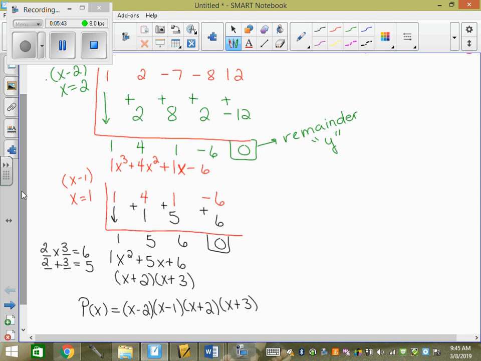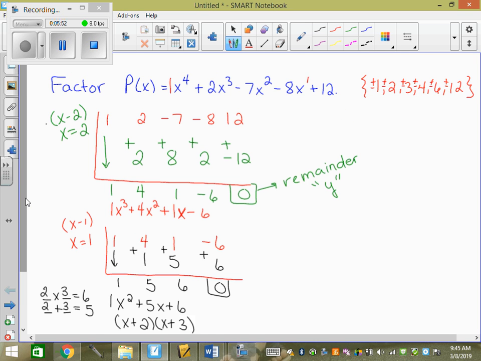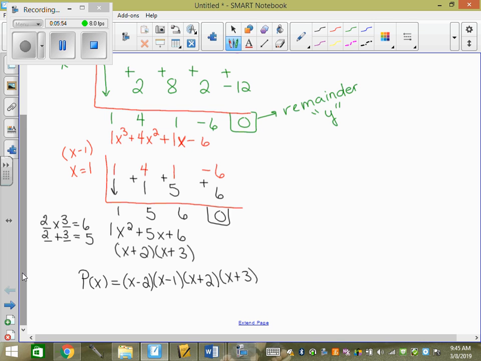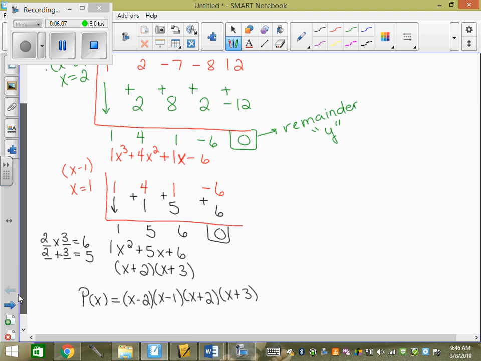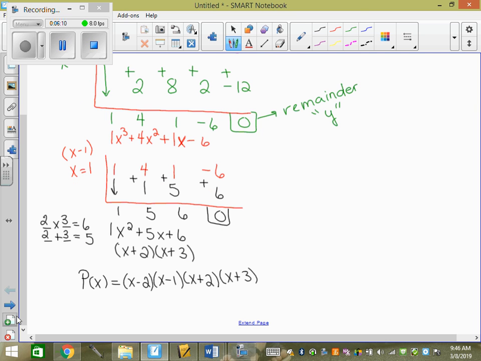If we want, we can do a quick check. If you multiply all the fronts of these, you should get the first term. So x times x times x times x is x to the 4. Okay. If you multiply all the backs of them, you should get the constant at the back. Negative 2 times negative 1 is 2, times 2 is 4, times 3 is 12. If you wanted to check the whole thing, you would actually literally have to FOIL, distribute, collect like terms. That would take forever. But if you want to do a quick check, you could do this.